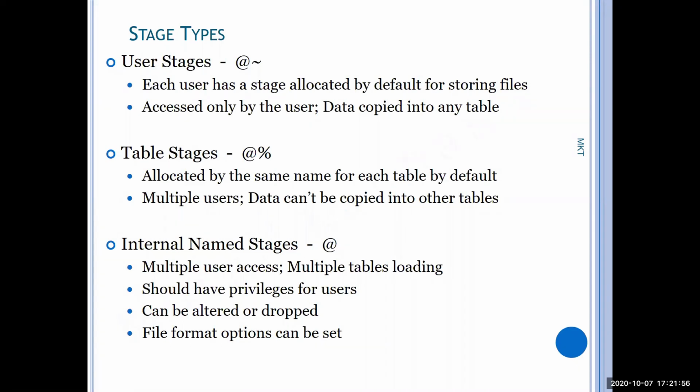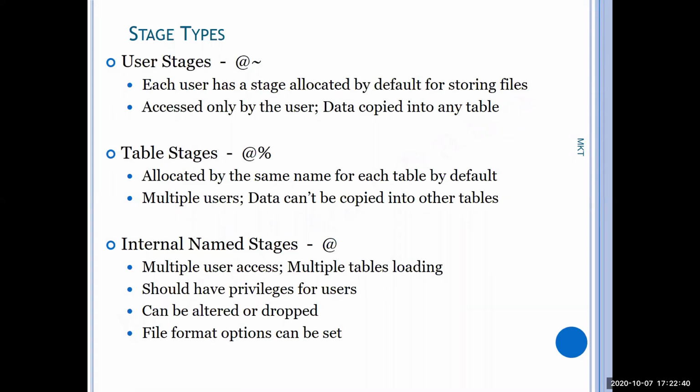What about table stages? For example, I am user 1, and another person is user 2. When user 2 wants to load data into the same type of table, he cannot take the source file from my stage. A user stage is allocated exclusively for that particular user. Another user cannot access this stage at all. So table stages are there. If you have rights to access a table, you automatically have rights to access the table stage also.